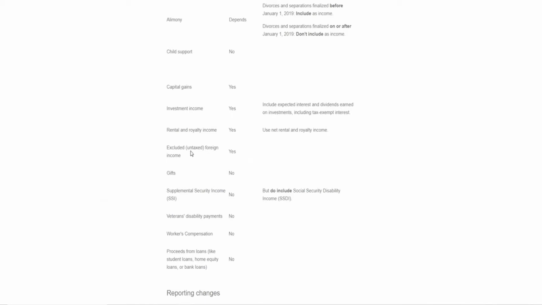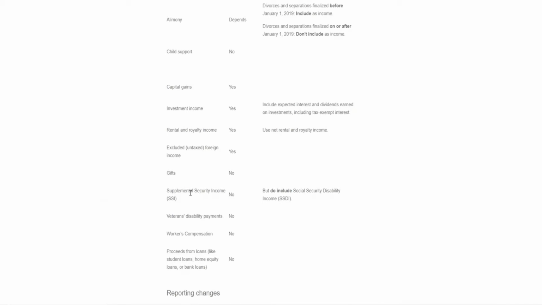Excluded untaxed foreign income, yes. A gift. My uncle just gave me $2,000. Do I have to include that? No, it was a gift. It's taxable income through your earnings.